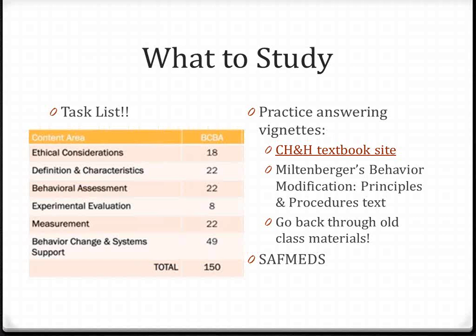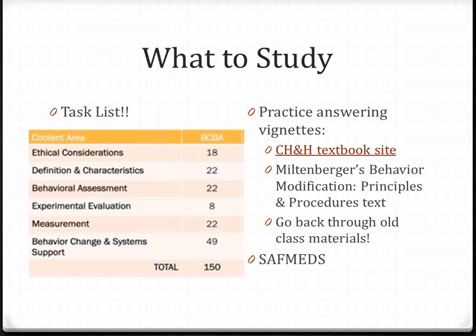The other thing is Miltenberger's Behavior Modification Principles and Procedures textbook has a ton of vignettes in it, and at the end of every chapter they have multiple practice quizzes and practice essay questions. And they also have this great section called Applications and Misapplications, where it takes you through a vignette and asks you if it was done, say, correctly or incorrectly and why. And so that textbook, I think, is a great resource for studying for this exam.